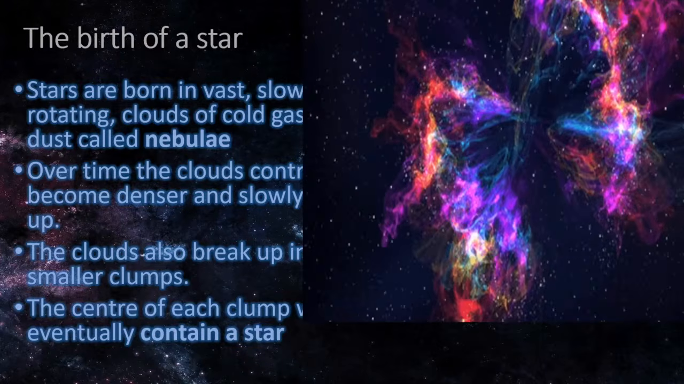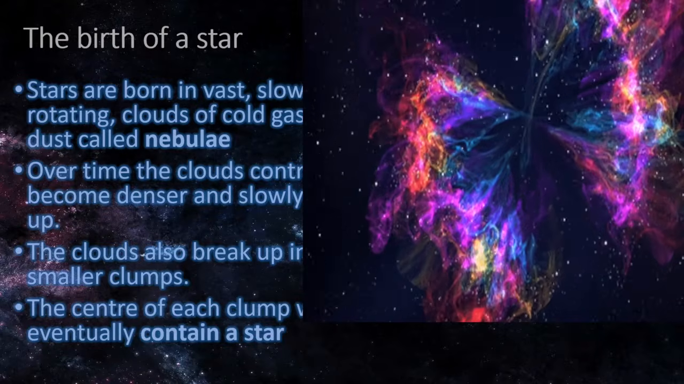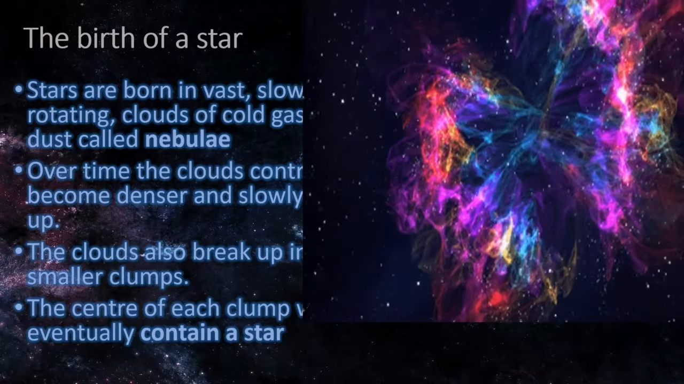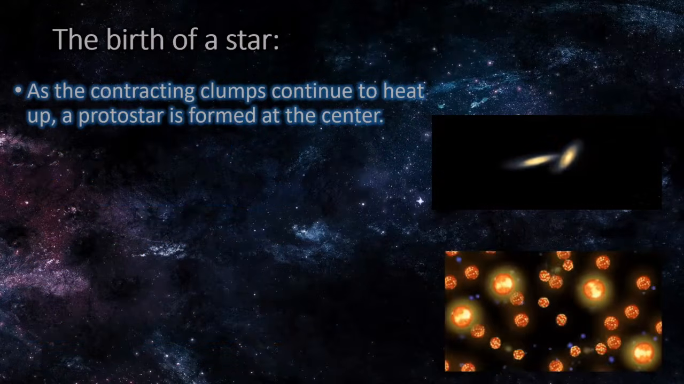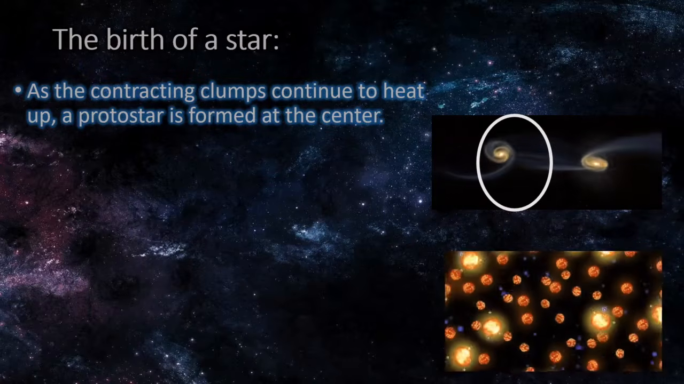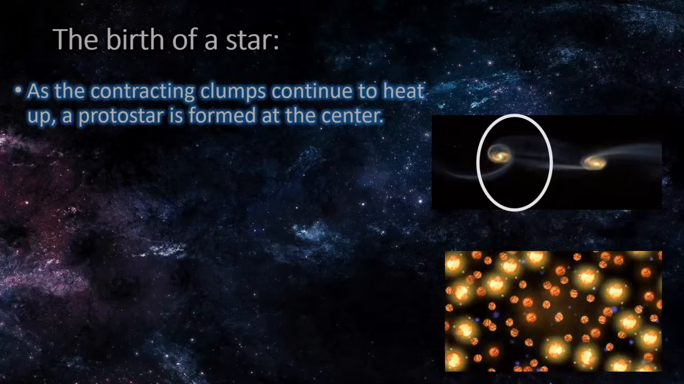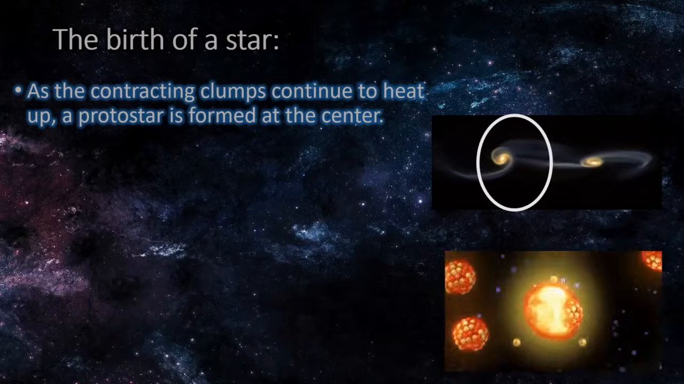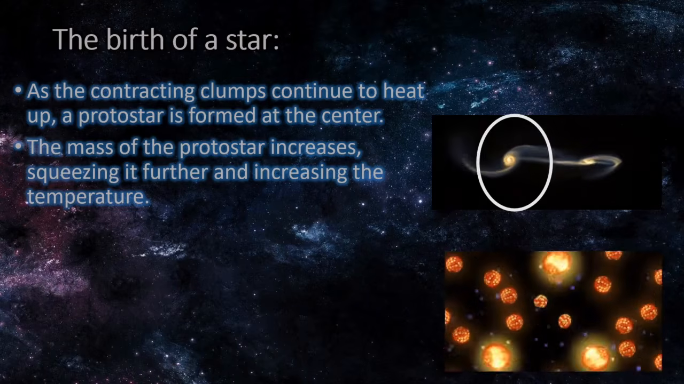The center of the clump will eventually contain a star, and the outer disk of gas and dust will eventually form the planets that will be found around the star. As the clumps continue to heat up, a protostar is formed at the center. A protostar is a dense ball of gas that is not yet hot enough to start nuclear reactions. Where the circle is on the diagram over there is an example of a protostar. The mass of a protostar will start increasing, squeezing it further and increasing the temperature.